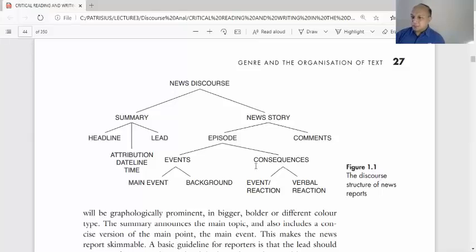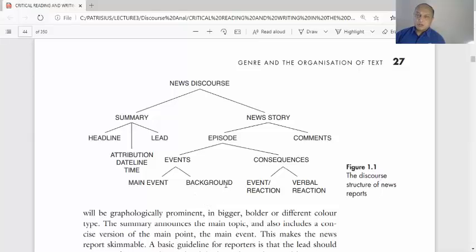Okay, now summing up, the news discourse can be divided into this, and this is the core point, the most important point, which is the main event. And the main event is usually presented against the background.